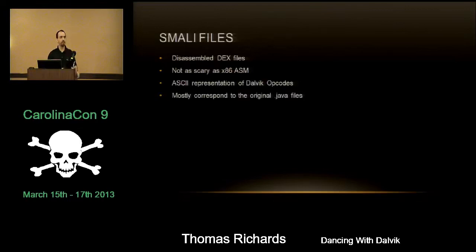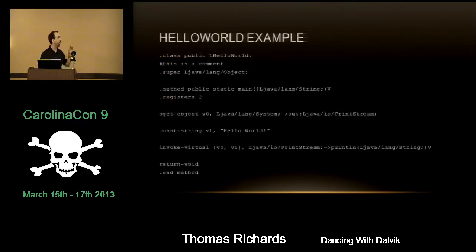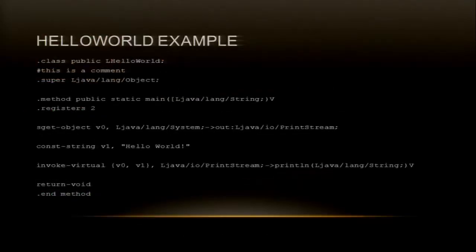It's an ASCII representation of Dalvik opcodes. So if you just looked at the dex file in hex, there's a direct correlation between the hex values and the ASCII that they're putting in here. And it mostly corresponds to the original Java files. You see that at the top of them. So here's a hello world example from the smali Google Code page. It defines the class. That's a comment example. And I'm going to go through these and explain what this is actually doing here to implement the hello world.